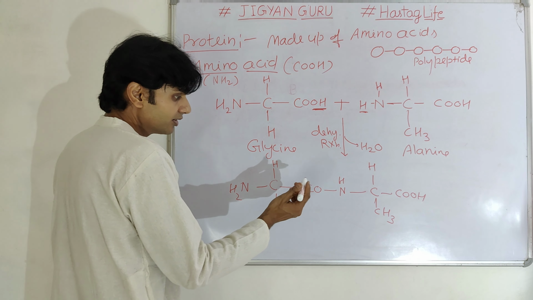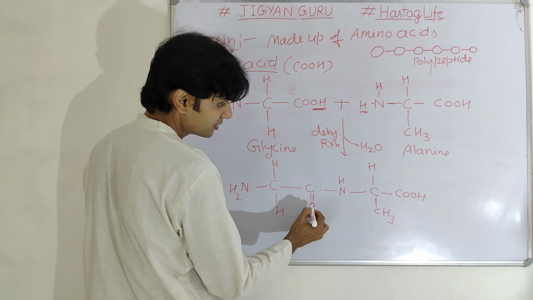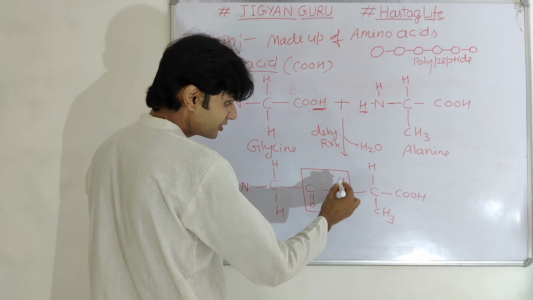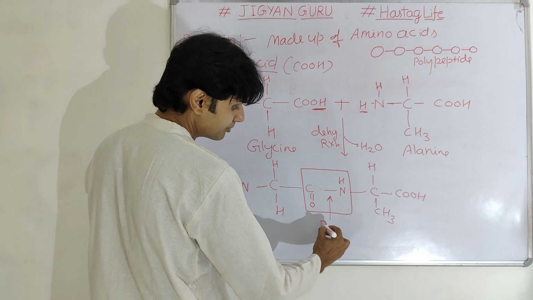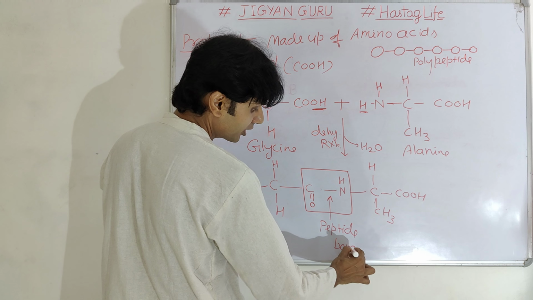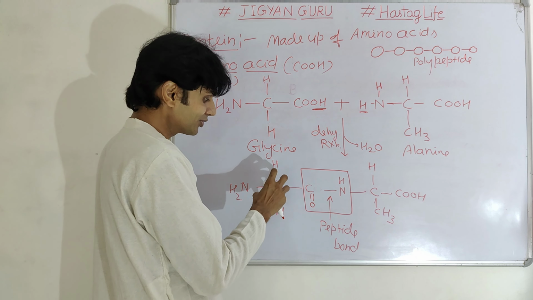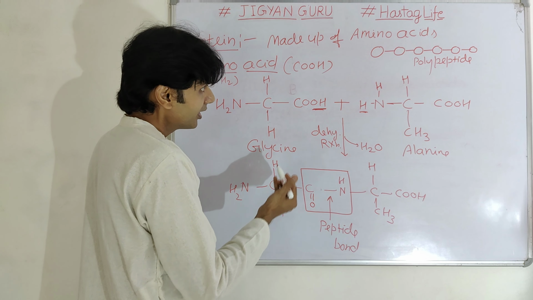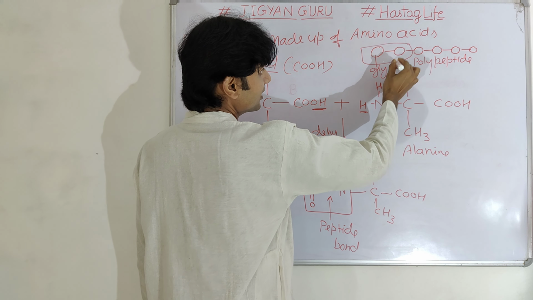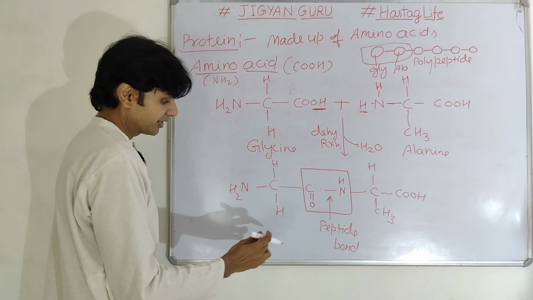So in this manner, this C double bond O, we can write it in this manner also. It's like this. So you see that a kind of bond is formed. This bond is known as the peptide bond. The peptide bond connects amino acids together. So we have seen that two amino acids are connected together by this bond. If I assume that these are the two amino acids, this is glycine, this is alanine, they connect in such a way that they form the peptide bond.